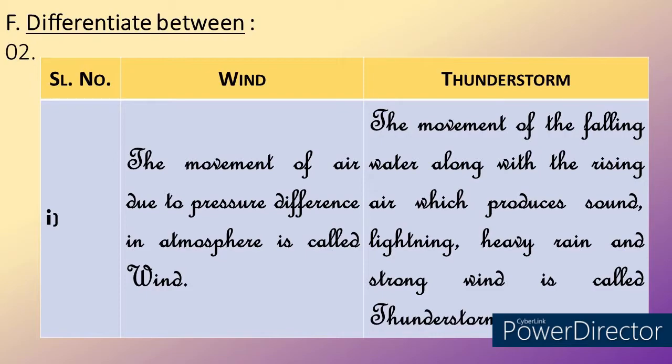The movement of air due to pressure difference in the atmosphere is called wind. Again I repeat, the movement of air due to pressure difference is called wind. And the thunderstorm is the movement of falling water along with the rising air, which produces sound, lightning, heavy rain and strong wind. Collectively they are known as thunderstorm. The falling water is none other than rain.